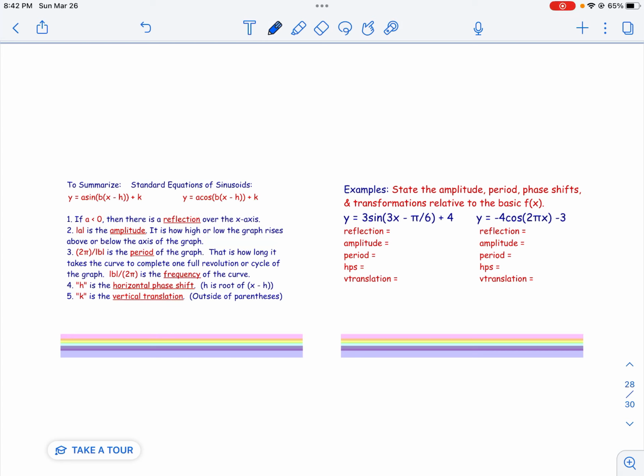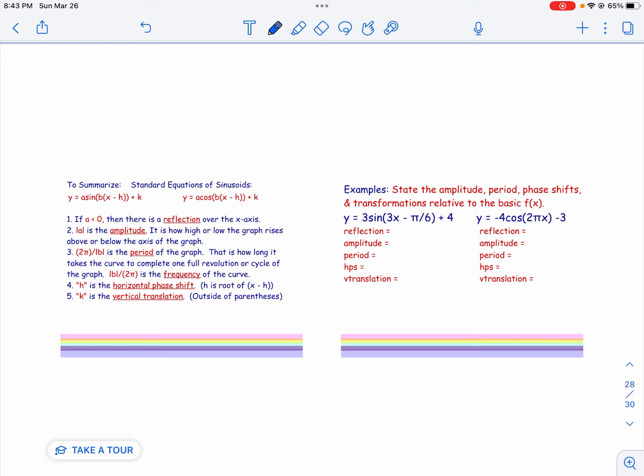I'm on page 28 now, showing some examples for how to interpret changes in the equation for sine and cosine, and how they get translated to an actual graph. So let's look on page 28. There's a summary in words here, which you can read in a moment. But what I'd like to do together now is go over these two equations and talk about the amplitude, period, phase shifts, which is just a fancy word for horizontal shifts, and any transformations relative to that graph.